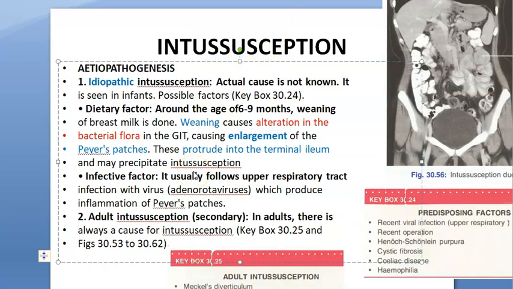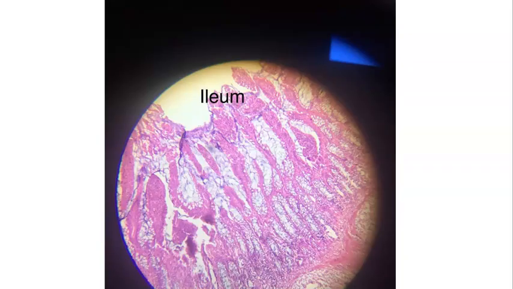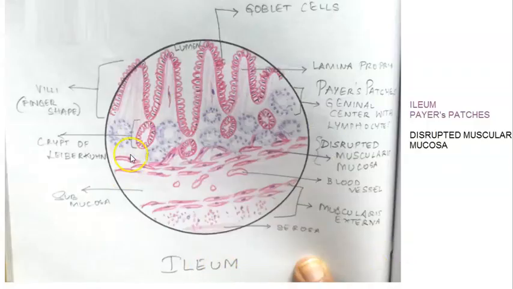So who is the part that's affected the most? The end part of your small intestine. So the ileum, and it will protrude. What did we say? Ileum is the word here, and it will precipitate intussusception. So this is your ileum. Can you see your Peyer's patches here? No? Look at the ileum. Can you see these circle things? These are only your Peyer's patches. See, Peyer's patch, germinal center with lymphocytes. These are the ones. So obviously it's lymphocytes.